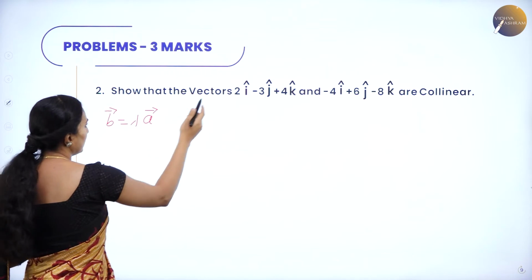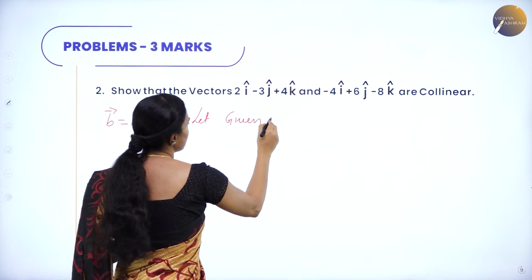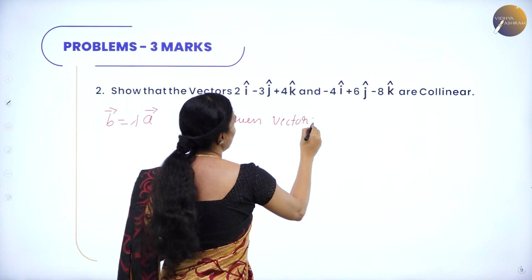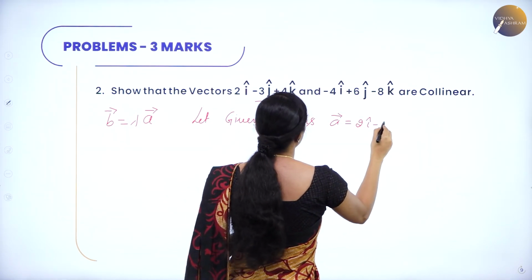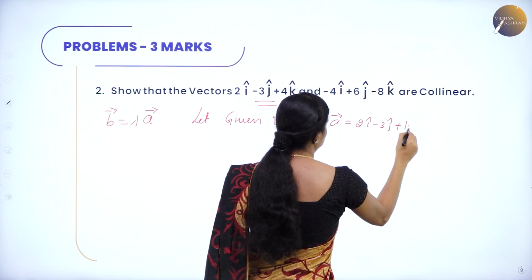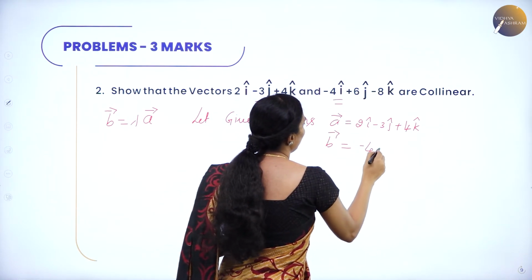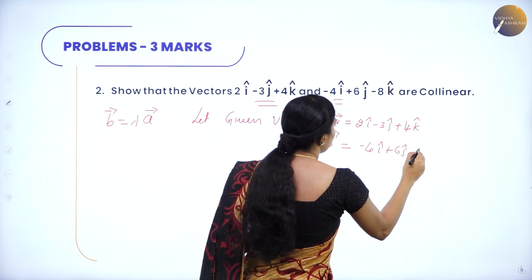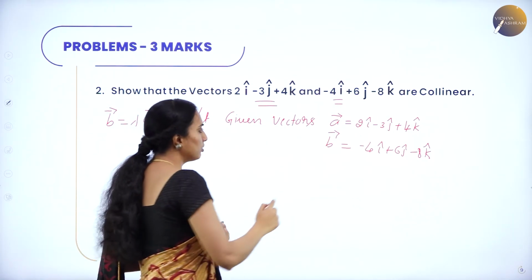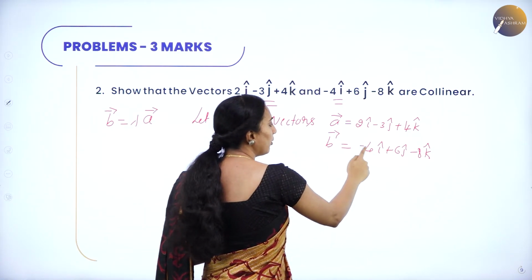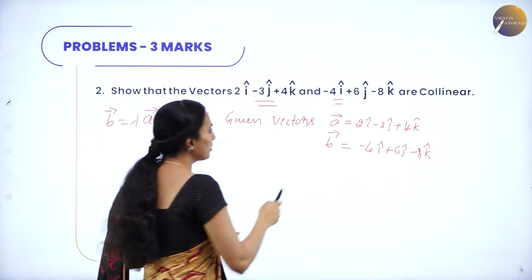Let me call the given vectors A and B. A vector is equal to 2i cap minus 3j cap plus 4k cap. Similarly, B vector is minus 4i cap plus 6j cap minus 8k cap. If you observe these two vectors, we can take a common factor. If I take 2, I get minus 2 times the vector, but I take minus 2 because I want plus 2 here.